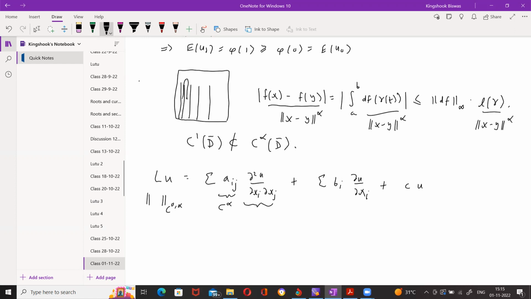And similarly, you'll have the Holder norms of these, which are bounded by the C2 alpha norm of U, right? So all of this stuff, all of this together, this will be bounded by a constant times the C2 alpha norm of U, right? Is that clear? Yeah.